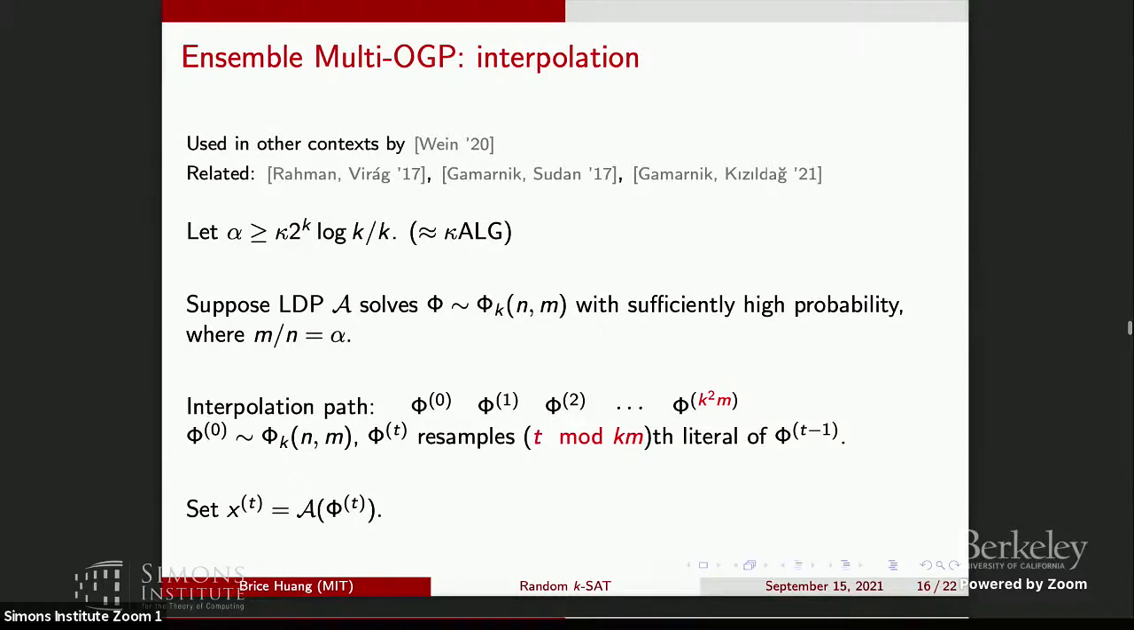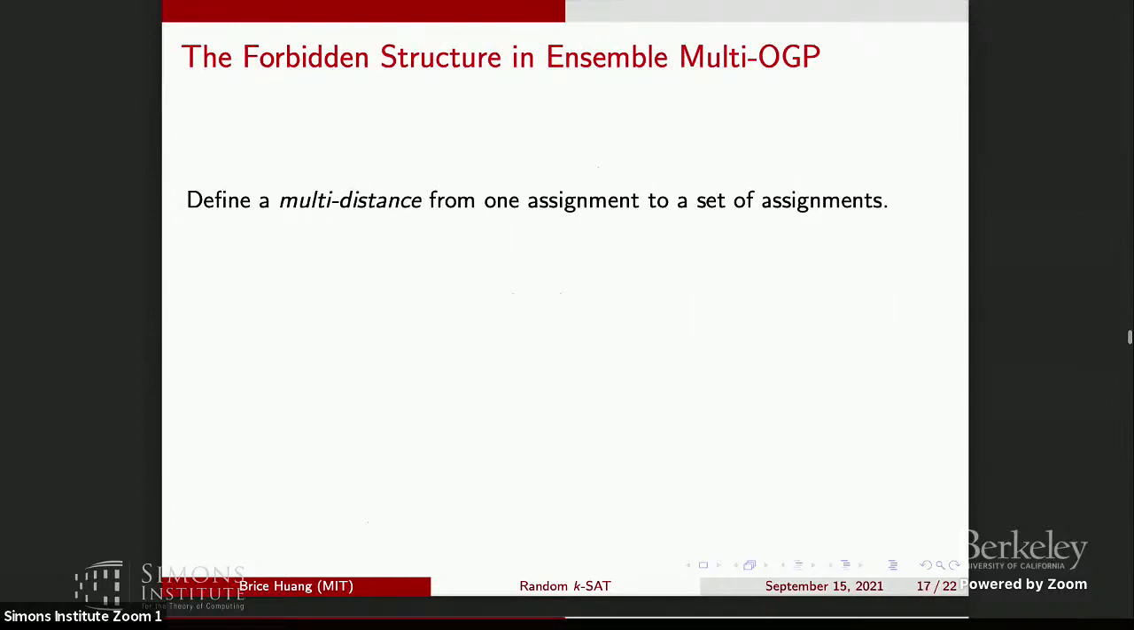And the argument proceeds similarly. So we first proceed by contradiction, and the interpolation path is about the same as before, but instead of resampling all the literals once, after we get to the end, we go back to the beginning and do it again, a total of k times. So now any two phi's separated by at least km are fully independent, and all the phi's are still marginally from the k-SAT distribution. We run the algorithm on all the phi's and get out some assignments. We're going to need the following forbidden structure.